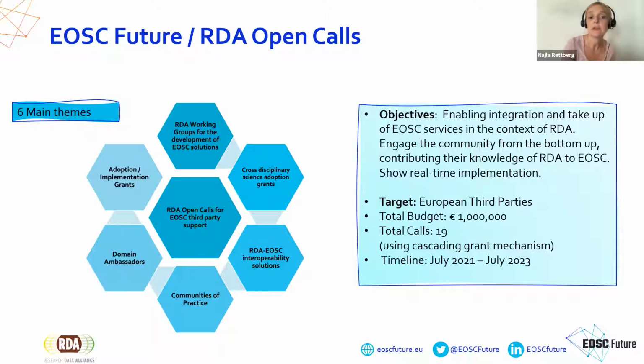So setting up working groups to look at different solutions for EOSC, domain ambassadors will have, and setting up communities of practice. So it's a rich program, and it has started now. If I could have the next slide.